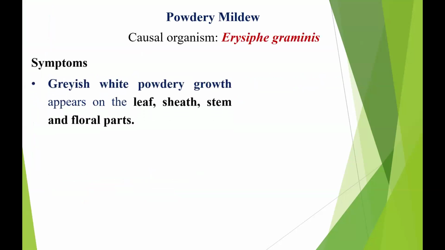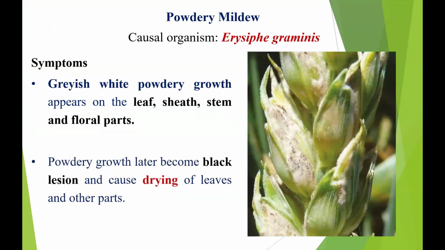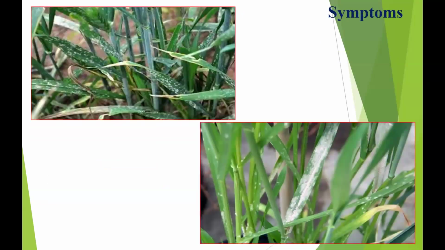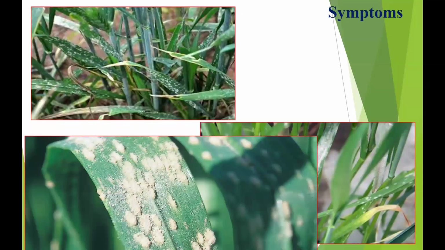Powdery mildew, causal organism is Erysiphe graminis. We can see whitish powdery growth which appears on the leaf sheath or all over. We can see it in all parts of the wheat, like leaf sheath, stem, and floral parts. The powdery growth later becomes black in color, and the leaves also dry because the photosynthetic rate is reduced due to the blockage by the whitish mycelial growth. And the symptoms are like this on leaves, leaf sheath, and inflorescence.